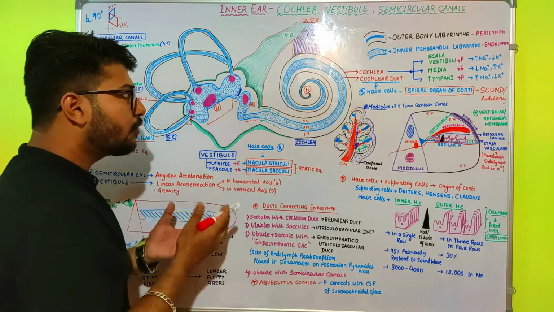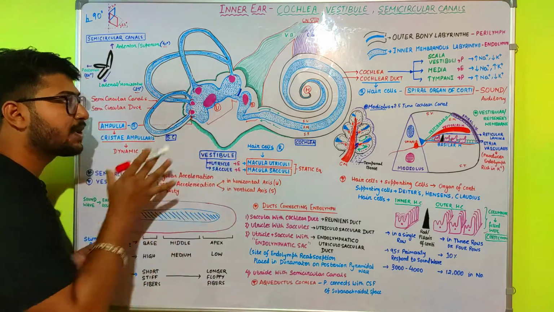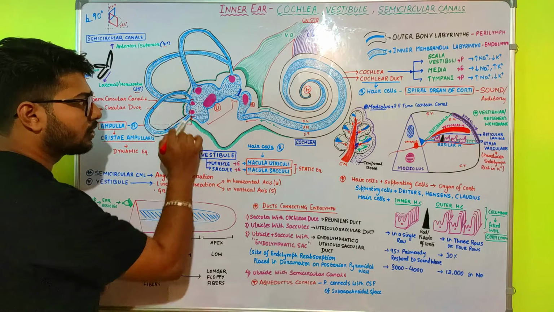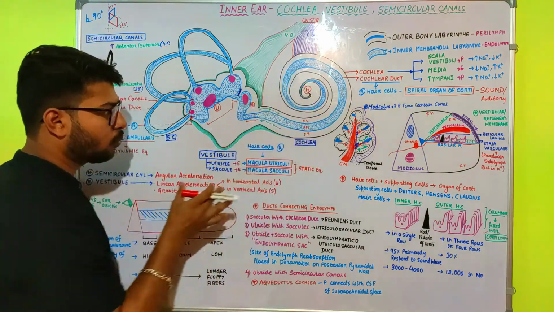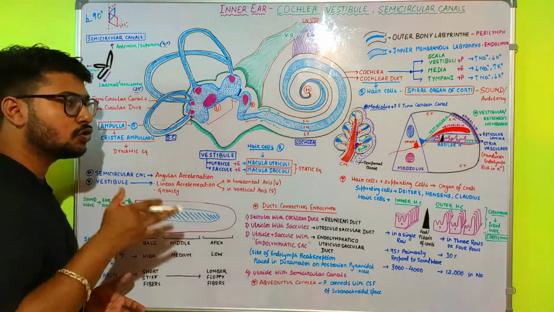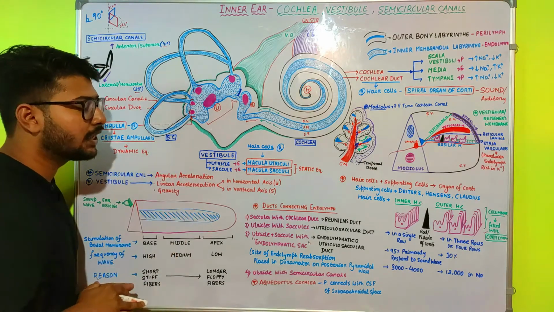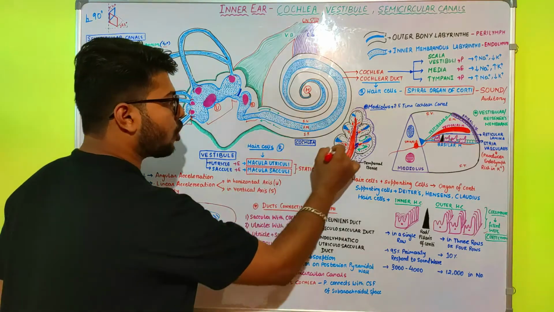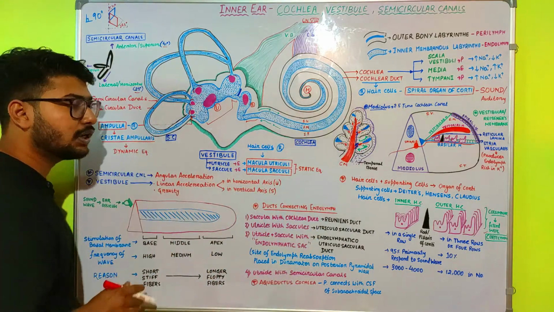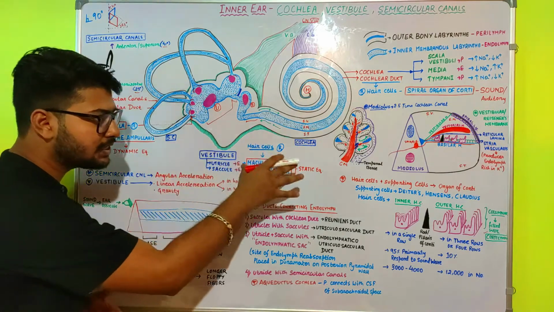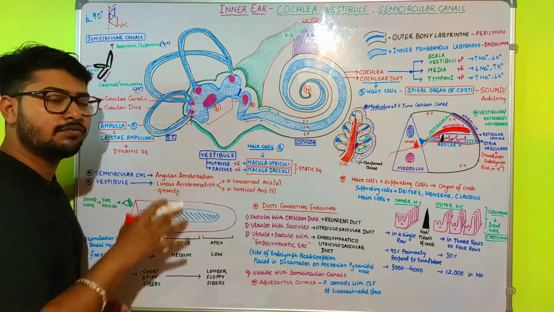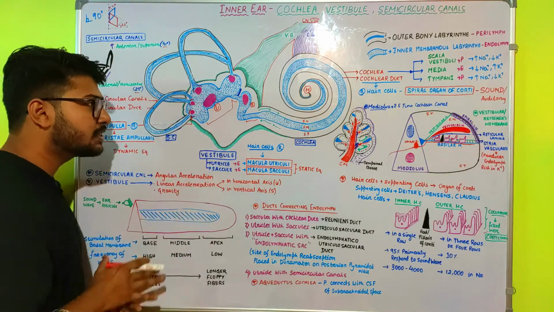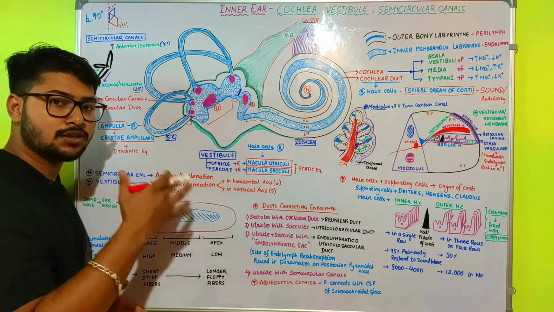So what are the structures present in the inner ear? As I have said, we have the semicircular canals, the vestibule and the cochlea. According to physiological function, the inner ear has been divided into 2 parts: one is the auditory system and the second is the vestibular system. The auditory system is responsible for perceiving sound sensation, and the vestibular system is responsible for the sense of balance of our body.